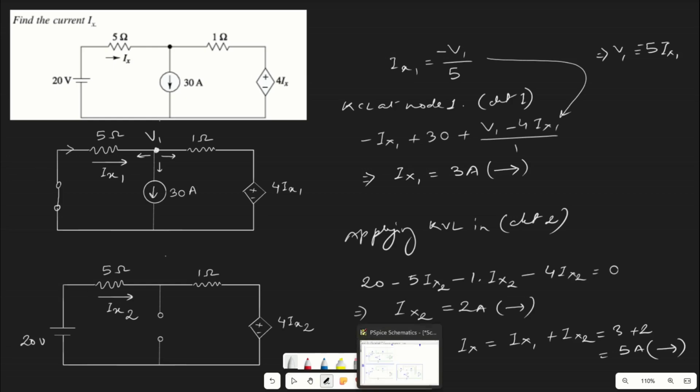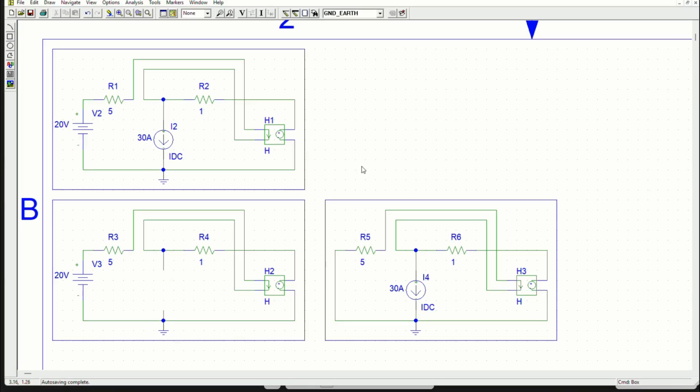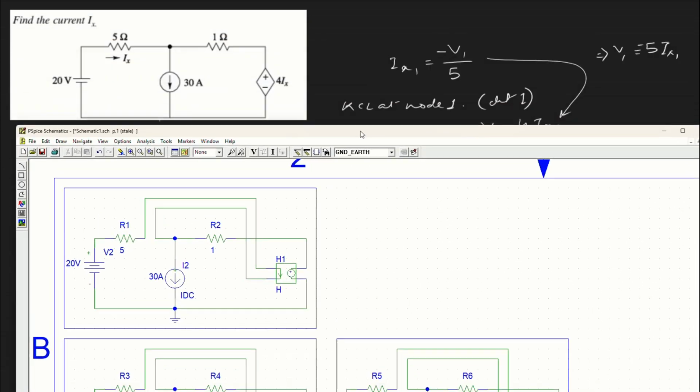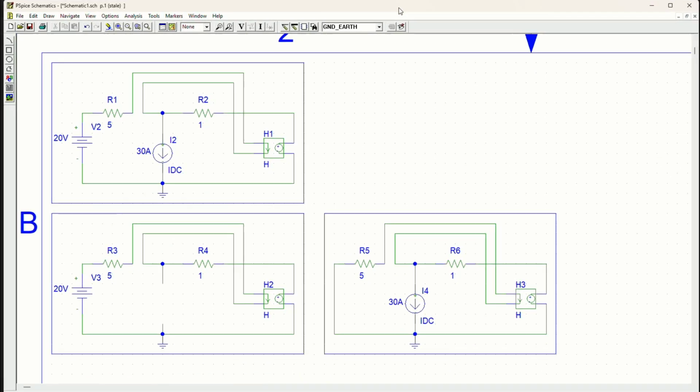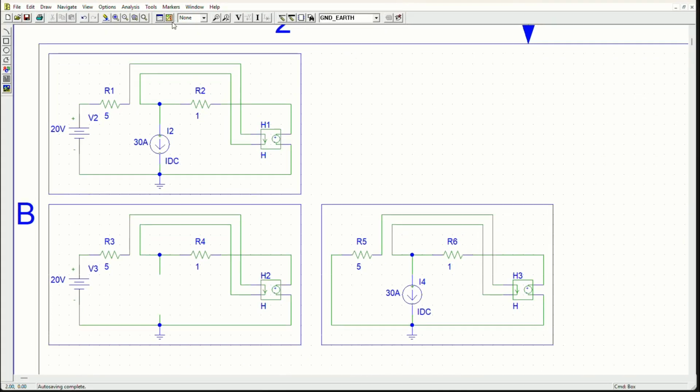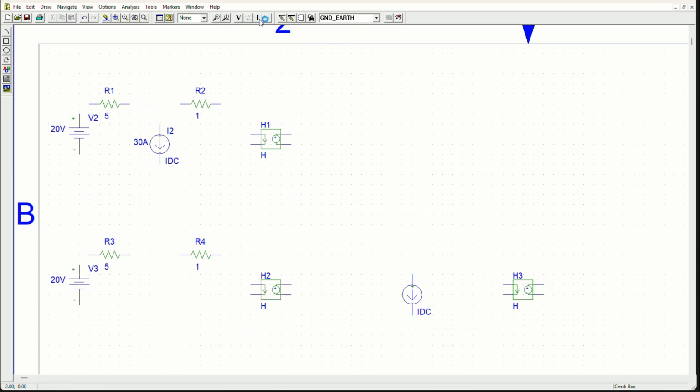Now let us see what the simulation will say. As we can see here, it is the same circuit where we have 20 volt, we have 30 ampere, and this is the dependent source as we have obtained, so you can verify it here. This is the current dependent voltage source, so we are putting it like this. Let us simulate this and see what is the value of the response that we get.